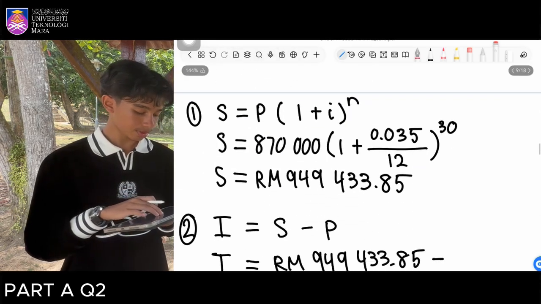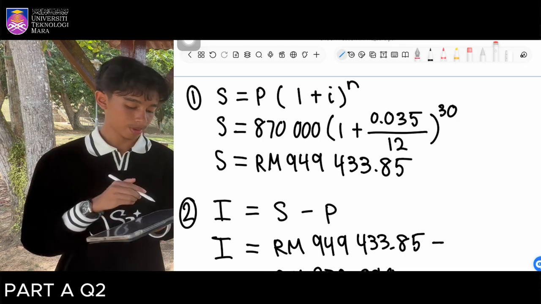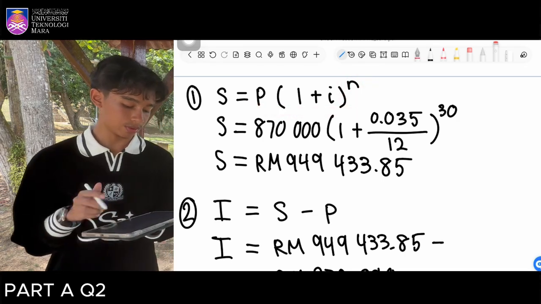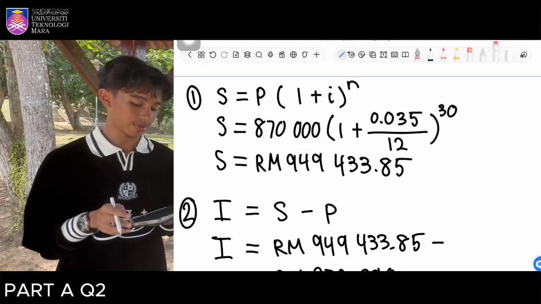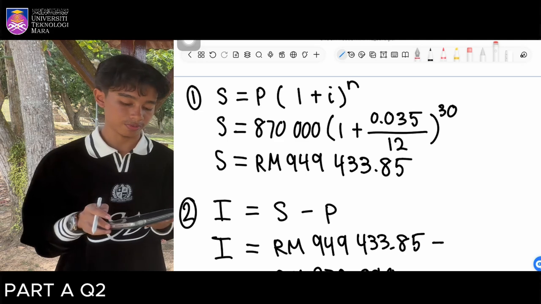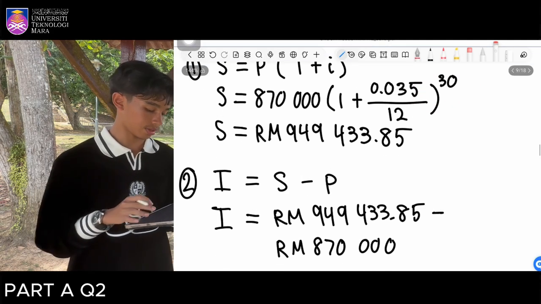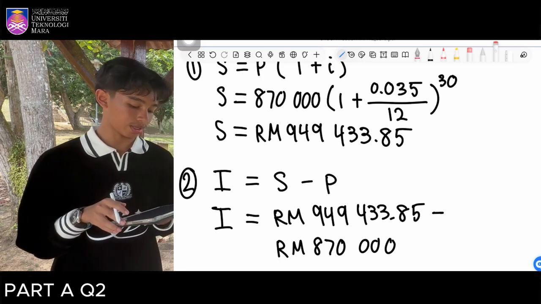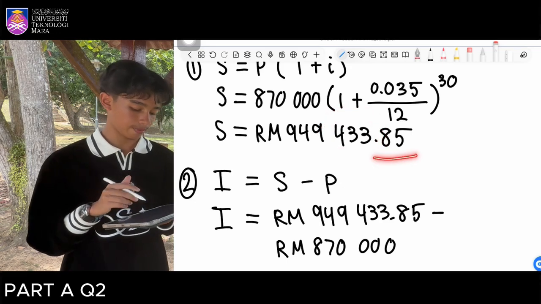The first step, we should use the compound interest formula, which is S equals P in bracket 1 plus I power of N. So S equals 870,000 in bracket 1 plus 0.035 over 12 power of 30. As the answer we get RM 949,433.85.